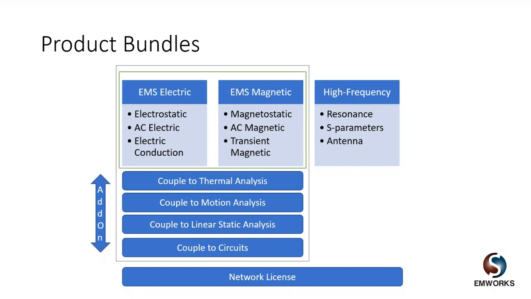Now this is the basic product bundle. And to enable what you just saw, circuit simulation using AC magnetic, you need the EMS magnetic bundle and you need coupling to circuits.